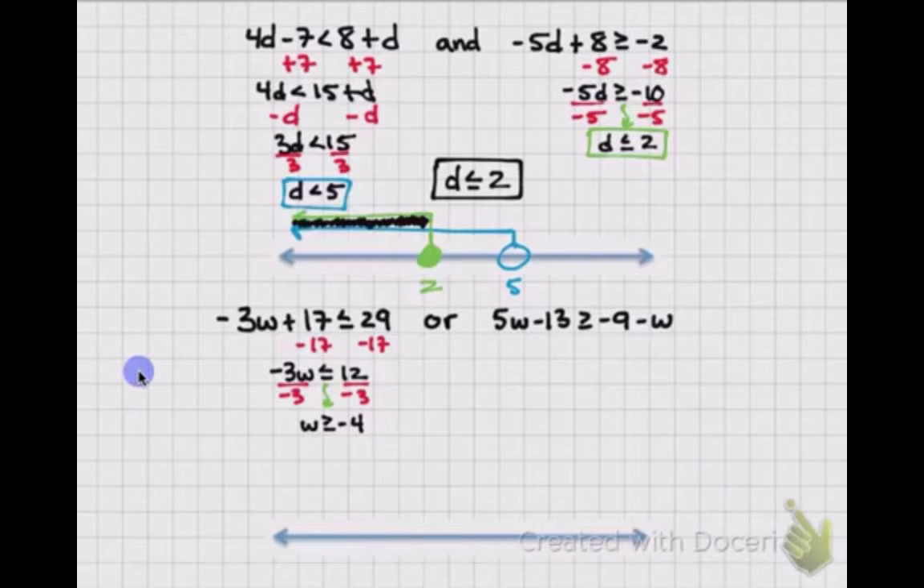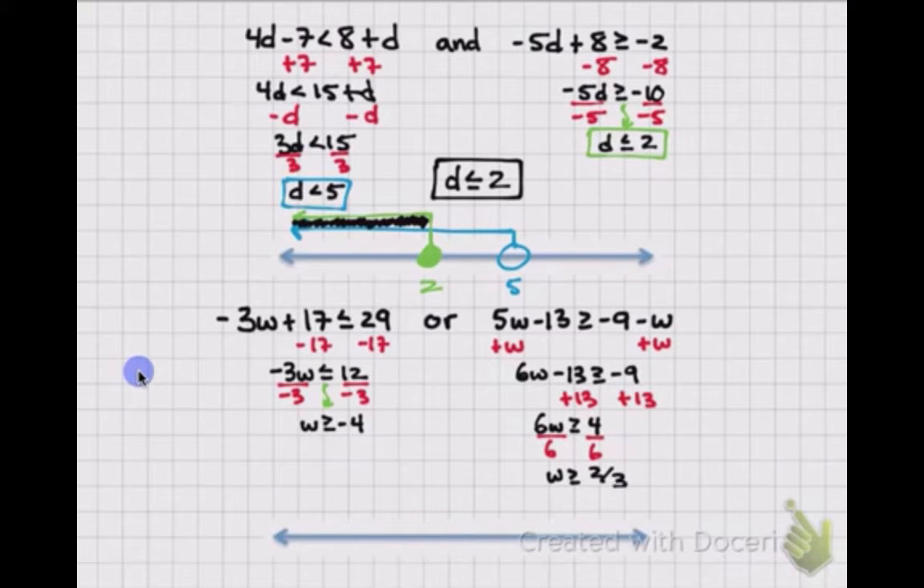With this inequality on the right, let's start by adding w to both sides. Adding w, 6w minus 13 is greater than or equal to negative 9. Awesome, let's add 13 to both sides. 6w is greater than or equal to 4. And when we divide by 6, we're going to get w is greater than or equal to 4 over 6, also known as 2/3. Boom! And now we're left with the compound inequality: w is greater than or equal to negative 4, or w is greater than or equal to 2/3. And well, we know how to do that.